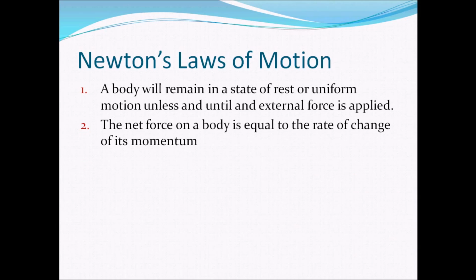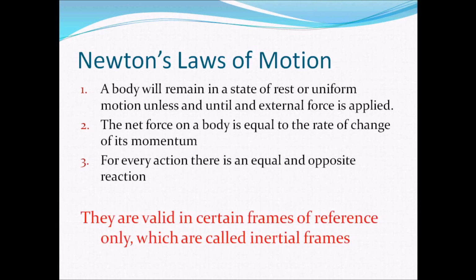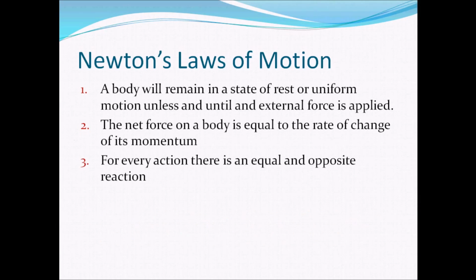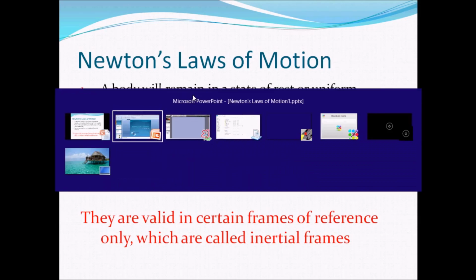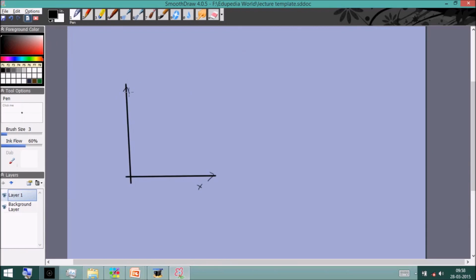The first law of motion says that a body will remain in a state of rest or uniform motion unless and until an external force is applied. This is just another way of saying Galileo's postulate, which is that the natural tendency of a body is to maintain its current state, and to change its current state, a force is needed. So if the current state of a body is at rest, then it will remain at rest until a force is applied. And if the current state of a body is uniform motion, then it will stay in uniform motion unless a force is applied.